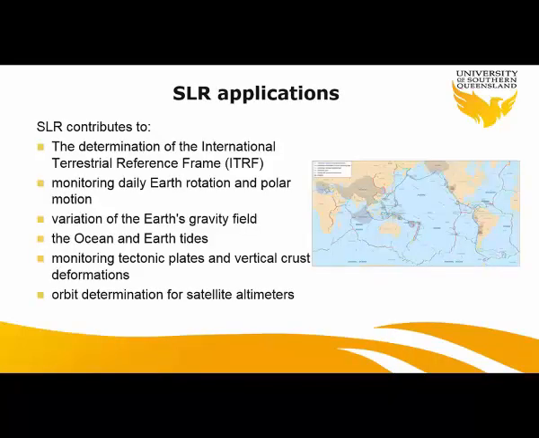Some applications of satellite laser ranging: first of all, it is very powerful for determining the ITRF, which we all know is the International Terrestrial Reference Frame. It is used for monitoring the Earth's gravity field. We can also use it for determining ocean currents and tides, for monitoring tectonic plates and vertical crust deformation, as well as determining the orbital parameters, especially for satellite altimeters, which I'm going to talk about at the end of this lecture.